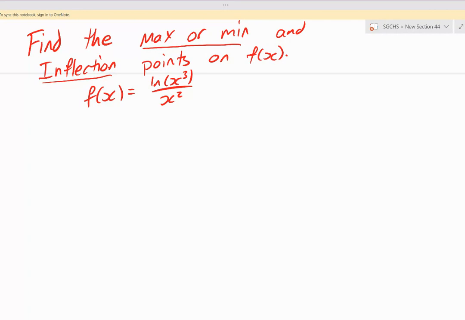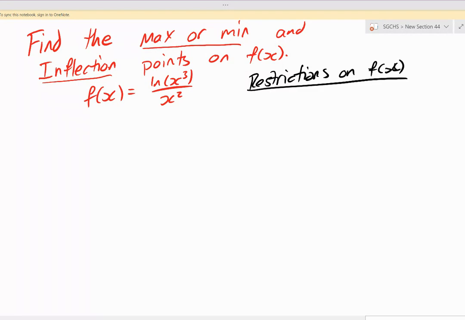So to start off, the first thing you always want to do is check restrictions. So what are some restrictions on f of x? Well, remember, for a natural log, any type of log, you can't have a negative inside. So that means x cubed has to be greater than 0. You also can't have 0 inside a log. Okay, so that should be a little bit of a review there. So that means x simply has to be greater than 0. Okay, that's an important thing to note, so you're not wasting your time checking values that won't even work in your original function.